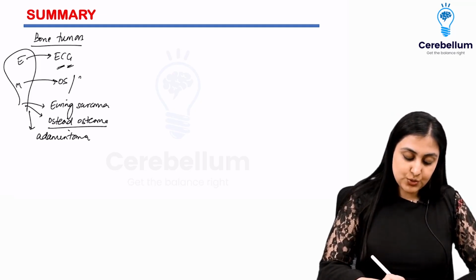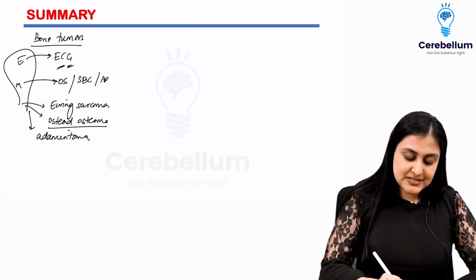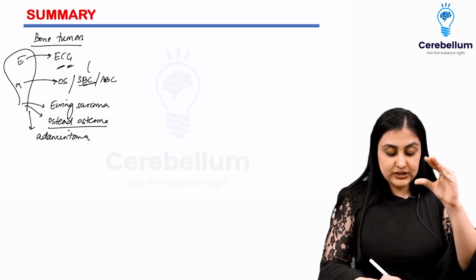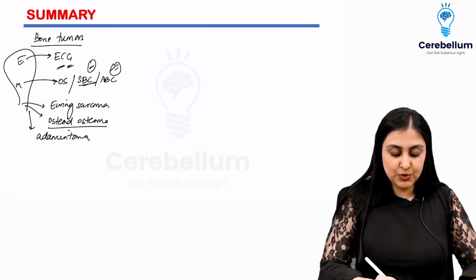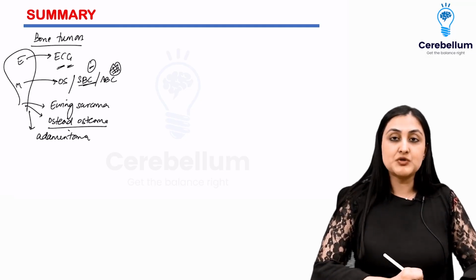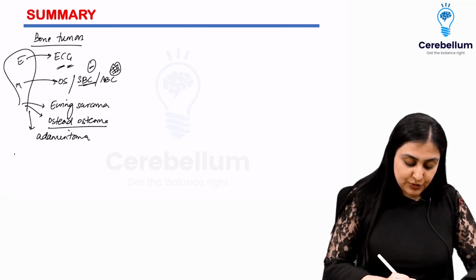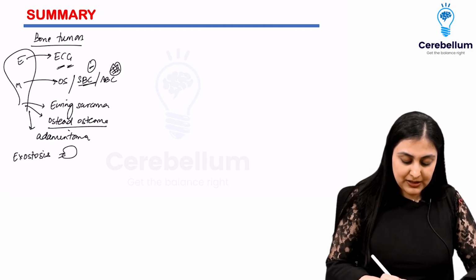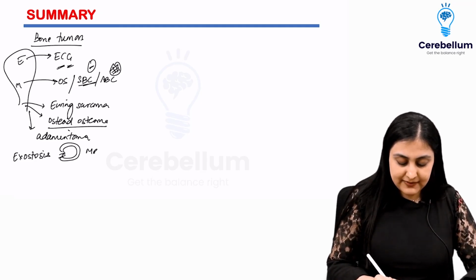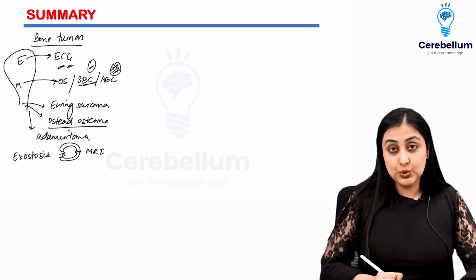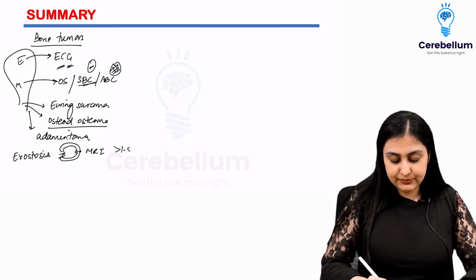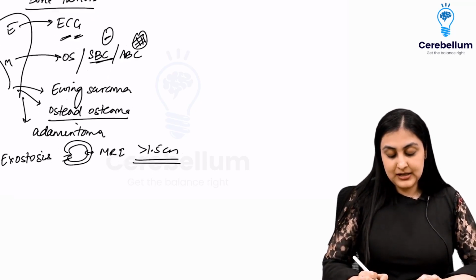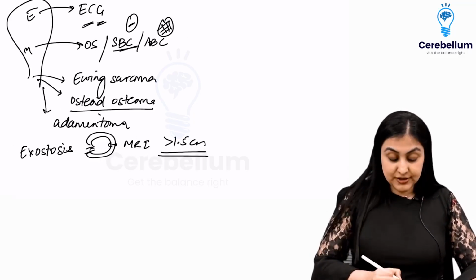We also remember two cysts, that is SBC and ABC. SBC had a fallen leaf sign, whereas aneurysmal bone cyst had a soap bubble sort of an appearance. Other tumors that we studied were exostosis or osteochondroma. Remember, MRI is the investigation of choice to know the cartilage cap thickness. If more than 1.5 centimeter, that's an indication for surgery.